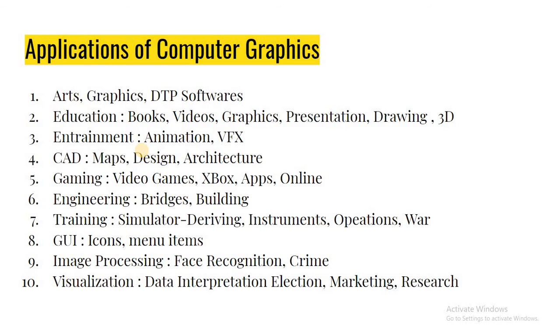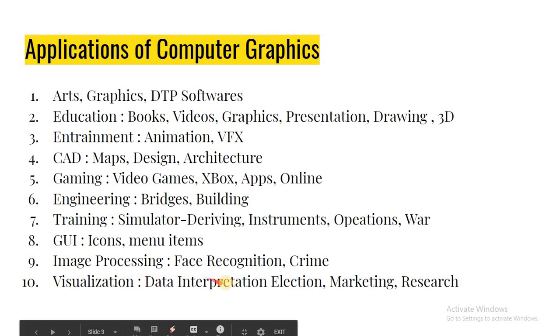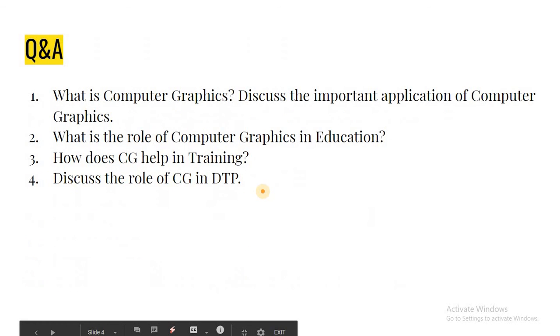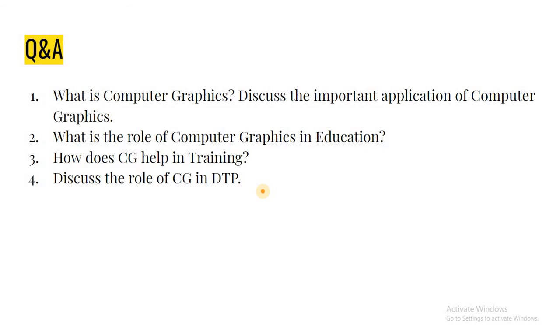So there are some important questions related to this topic. The first question is: what is computer graphics, and discuss the important applications of computer graphics. This is the most common question, which is asked many times in examinations. So prepare this topic for 10 to 14 marks. Second one: what is the role of computer graphics in education? How does CG help in training? And the last one: discuss the role of computer graphics in DTP. These are some of the questions. There are many other questions.